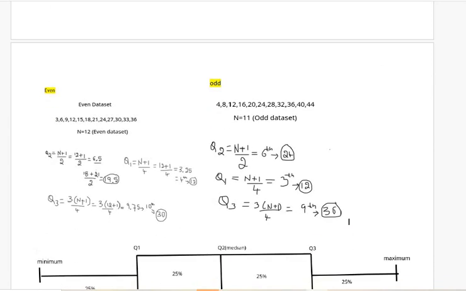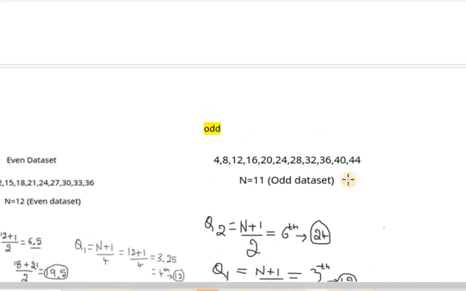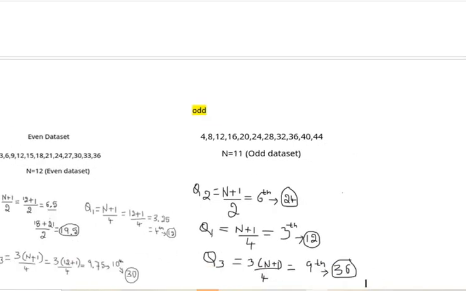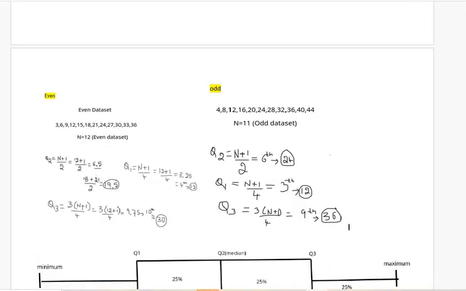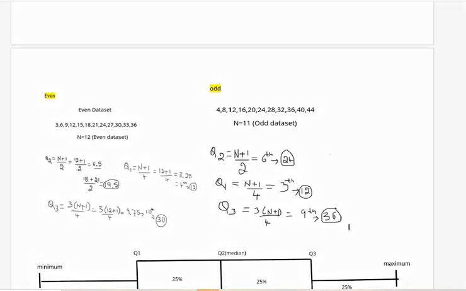So this is the even data set. Let's take an even data set. One second, I am going to enlarge the data. Anyway, I will be uploading this document. You can go through it and solve it by yourself. So this is an even data set.